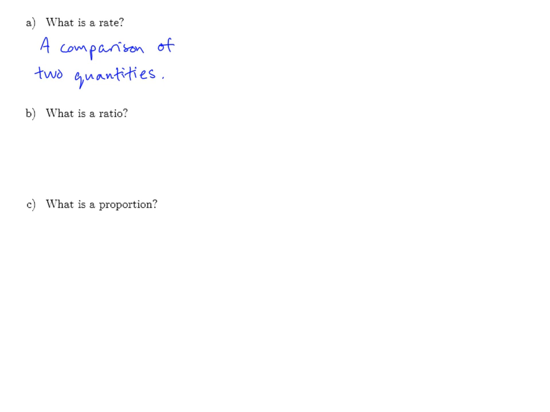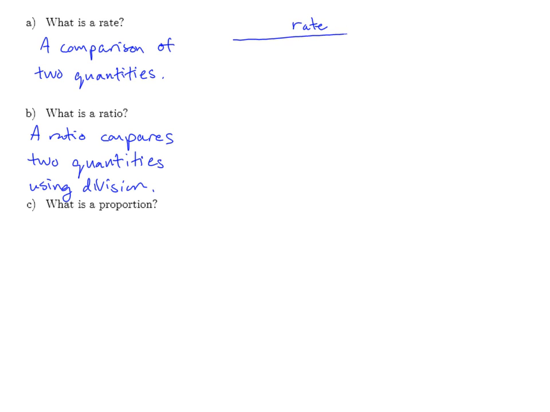A ratio is simply a different way of writing these. So a ratio compares two quantities using division. And so I'll write out each of those examples that I just demonstrated. I'll make a table over here with rate. That's just a statement comparing two things, and then ratio.